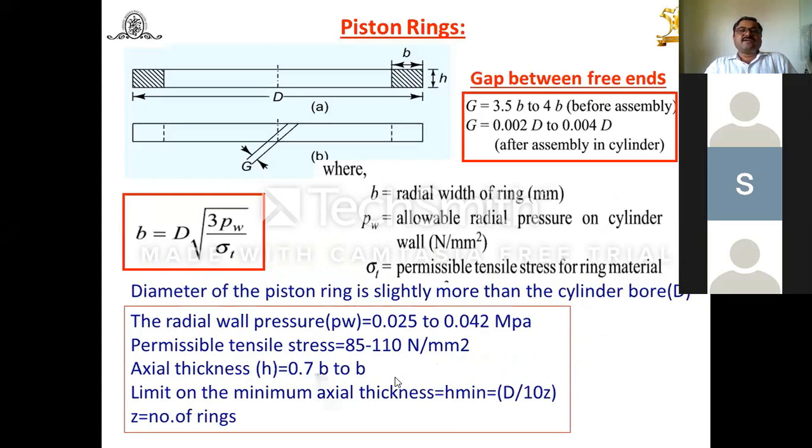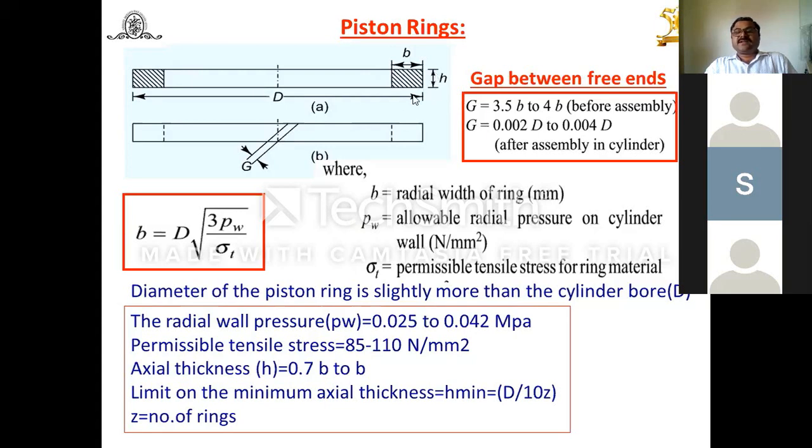How to find out the dimensions of the piston rings? Let us see. Look at the figure. This is the piston ring, which is a hollow disc-type or annular ring, and it is cut here. The cut is slanted, not a vertical one. There is a gap, and here G is the gap. Before assembly, it is 3.5 B to 4 B. What do we mean by B? B is the radial width, H is the axial thickness of the ring, and this is the diameter.